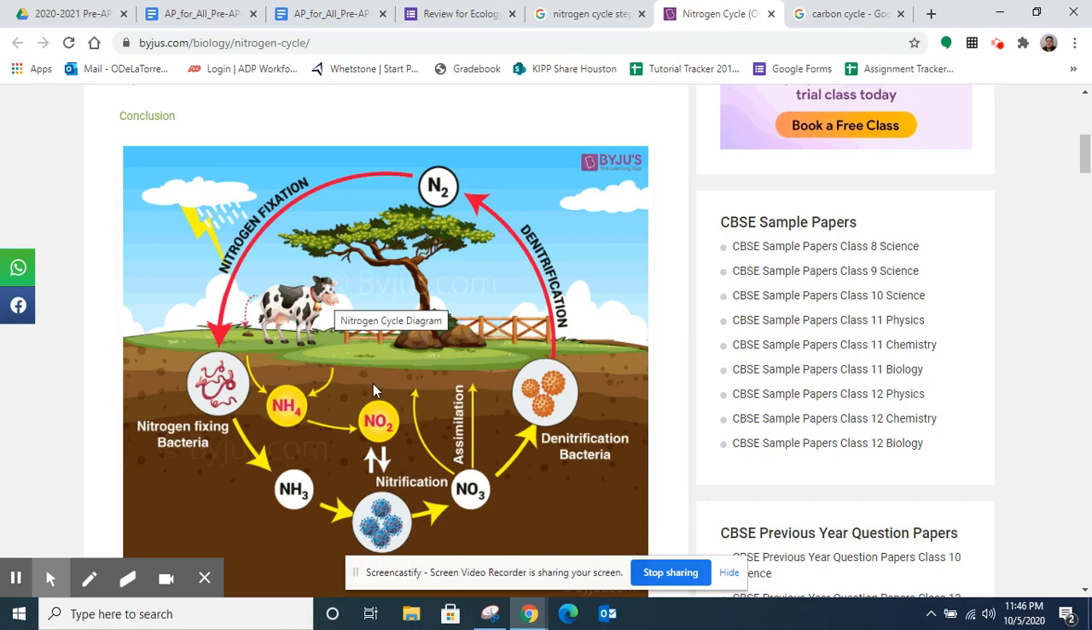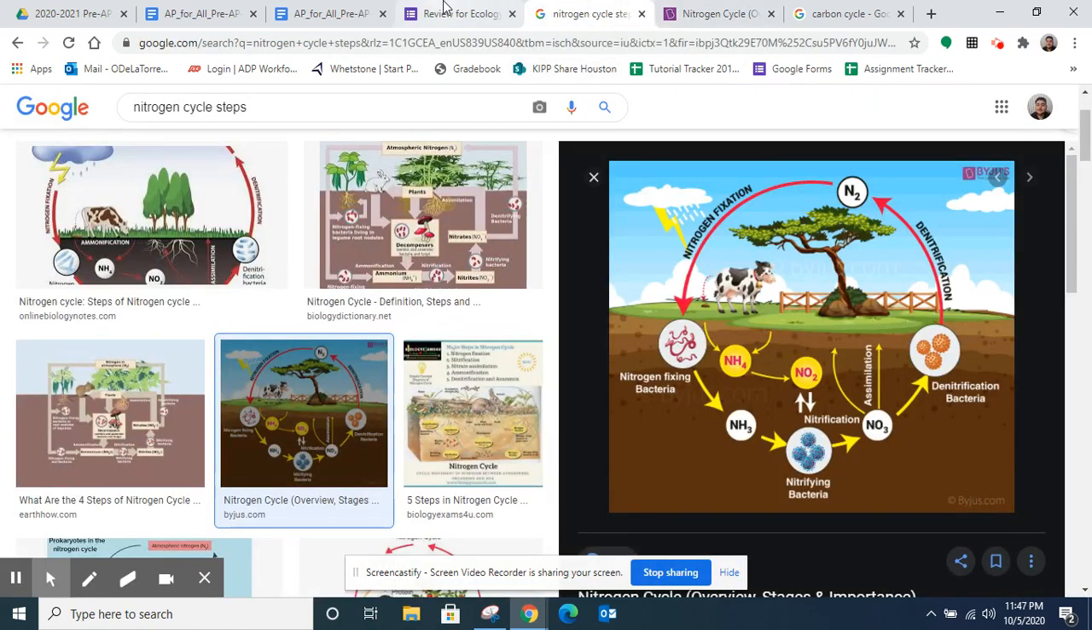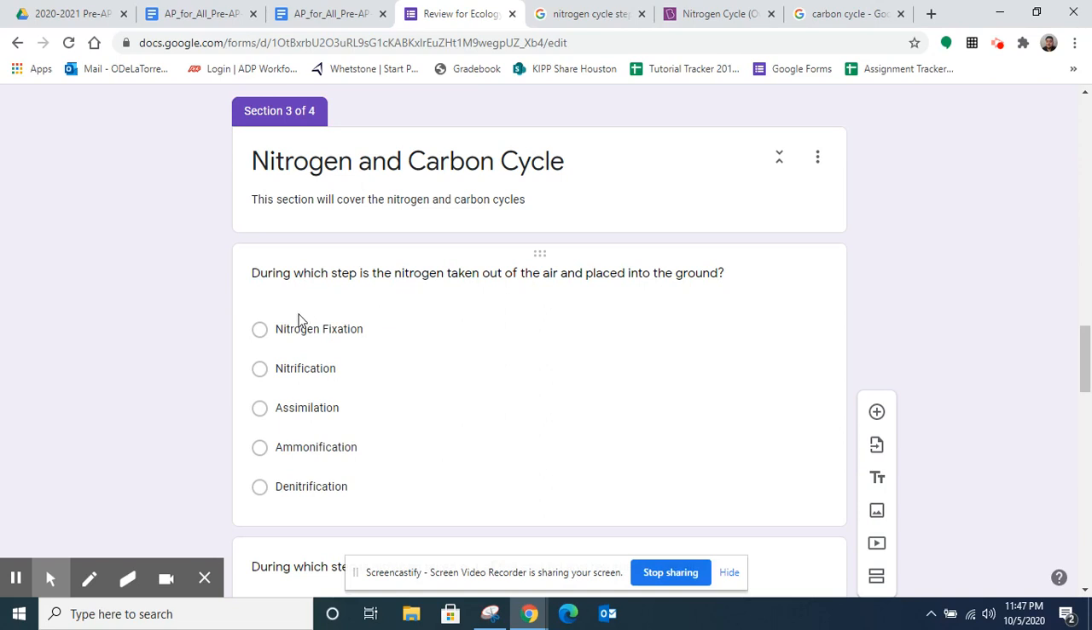But again, those are side quests. They do happen, but if you want to make a perfect circle, just look at nitrogen fixation, nitrification, and then denitrification. Once you have that perfect circle done, then you can add assimilation and ammonification into the mix, because all they do is take a side detour for the nitrogen and then bring it back into the ground. So if we're taking nitrogen out of the air and putting it into the ground, this is known as nitrogen fixation. That should be our very first answer, A.